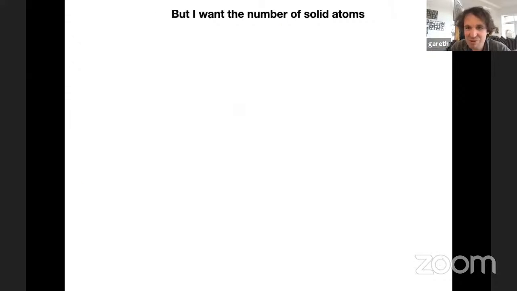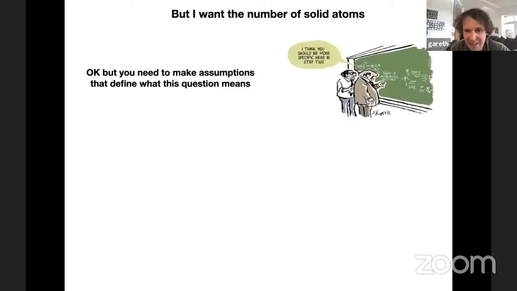But if we're interested in looking at nucleation or some problem like that, what we generally want is the number of solid atoms. So how do we go from these distributions to a measure of the number of atoms of solid? This is where we need to be much more careful about how we define what that question means. What does it mean for something to be a solid?